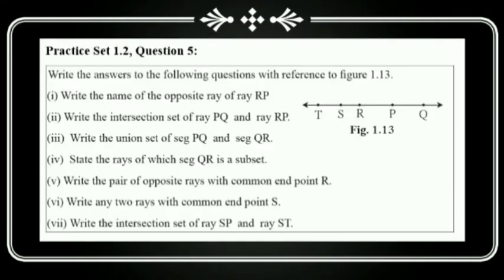Question number 5. Write the answer of the following question with reference to the figure. First, write the name of opposite ray of ray RP. Second, write the intersection set of ray PQ and ray RP. Third, write the union set of segment PQ and segment QR. Fourth, state the ray of which segment QR is a subset. Fifth, write the pair of opposite rays with common end point R. Sixth, write any two rays with common end point S. Seventh, write the intersection set of ray ST and ray SP.